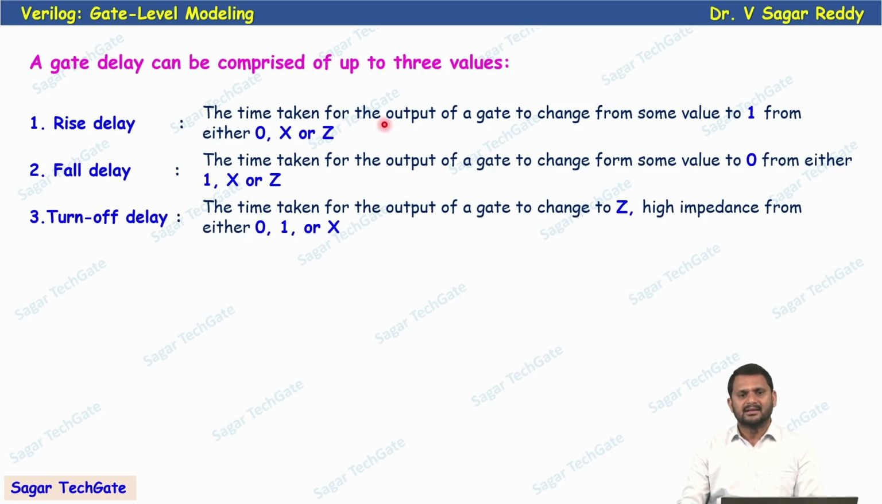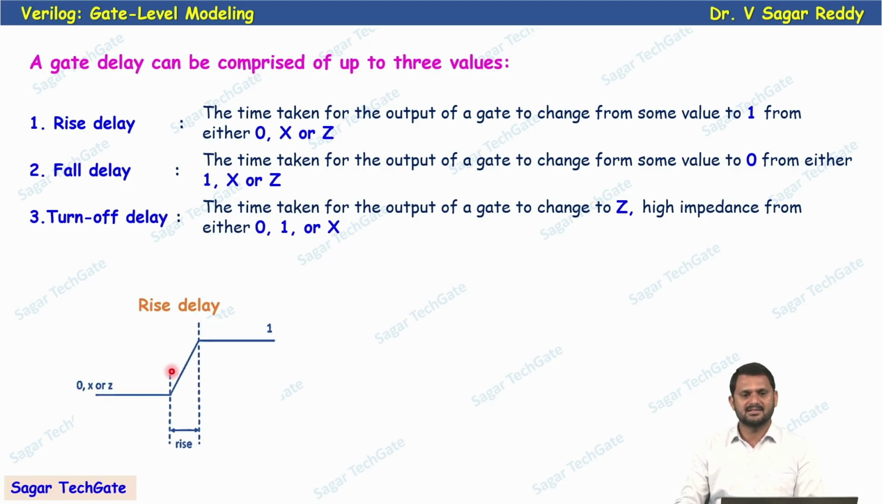The time taken for the output of a gate to change from anything to 1 is known as the rise delay. The fall delay is the time taken for the output of a gate to change from 1, x or z to 0. Anything to 0 is known as the fall delay. The turn off delay is the time taken for the output of a gate to change to z, meaning high impedance, from either 0, 1 or x.